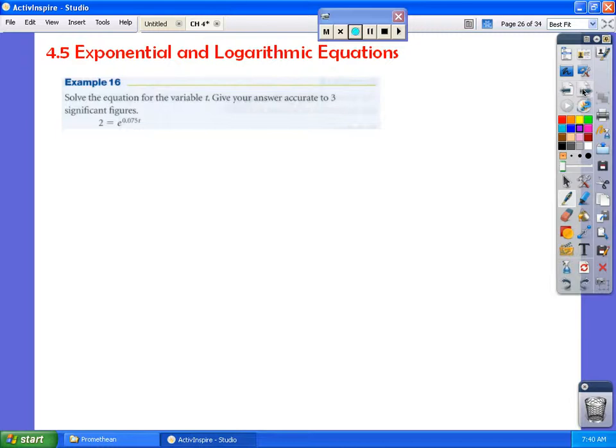Exponential and logarithmic equations. This section is a little bit longer, just because I figured that now is the time you need to learn to solve these, and I find that that's where students tend to be a little bit weaker. So I have 2 is equal to e to the 0.075t.